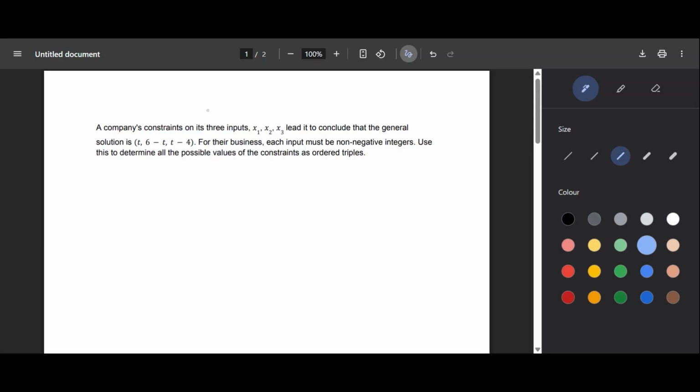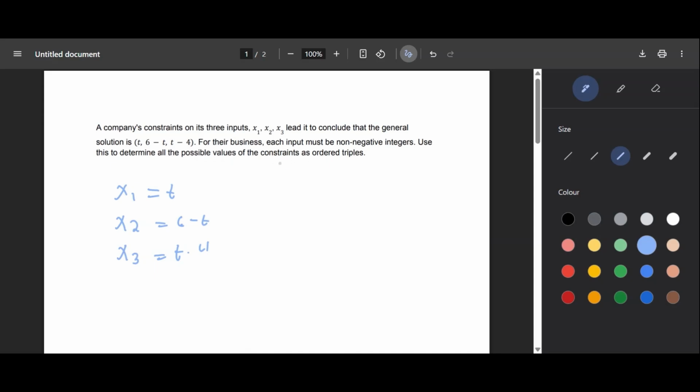Okay, a company's constraints on its three inputs, x1, x2, and x3, lead it to conclude that the general solution is t, 6 minus t, and t minus 4. For their business, each input must be non-negative integers, which makes logical sense. We can't output -6 apples or we'd be in debt. So use this to determine all the possible values of the constraints as ordered triples.